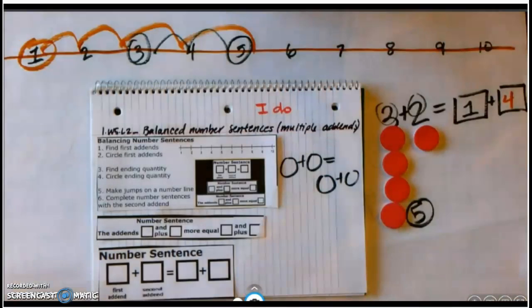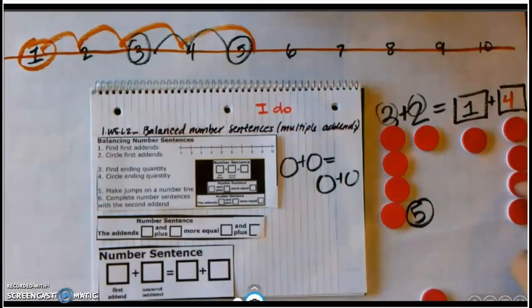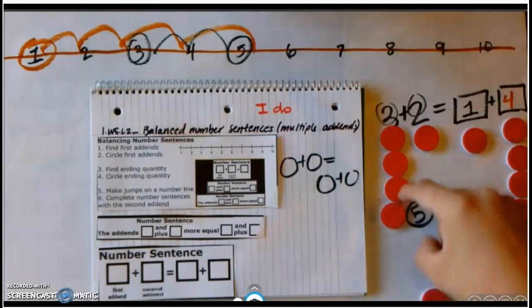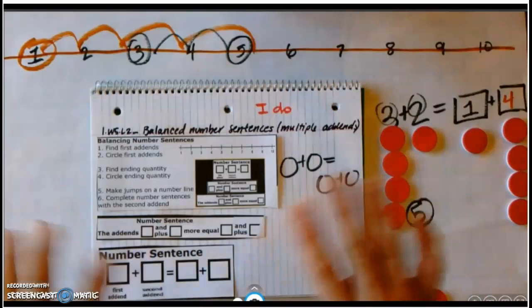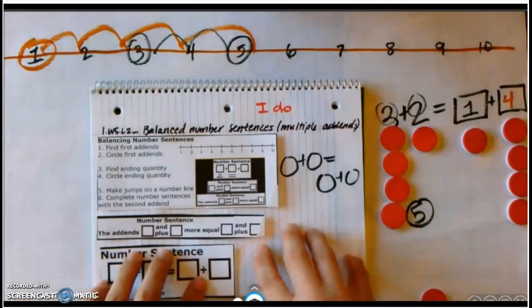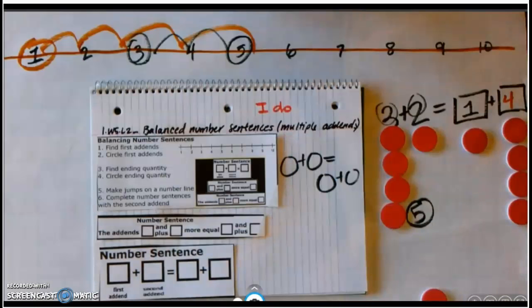Let's make sure. 1, 2, 3, 4, 5. Awesome job. What I want you to do is go ahead and pause this video. Go ahead and get your paper cleaned up like this and come back to me. Well, let me go and finish this out as well.